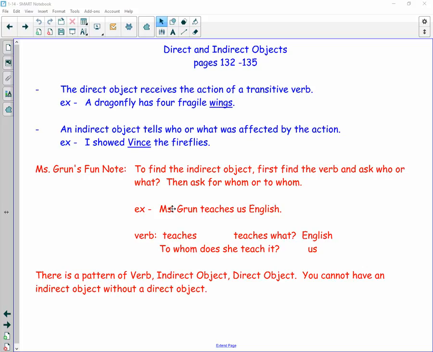For example, Miss Grun teaches us English. Teaches what? English. That's your direct object. To whom does she teach it? Us. That's your indirect object. There's a pattern of verb, indirect, direct. You cannot have an indirect object without a direct object. So let's try some.